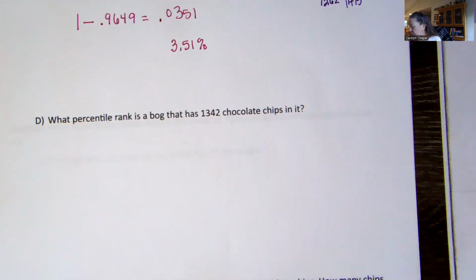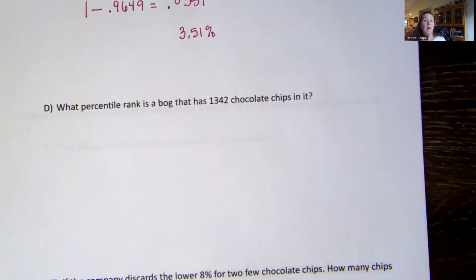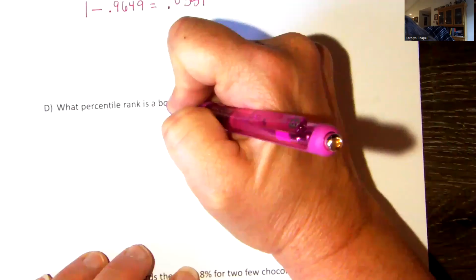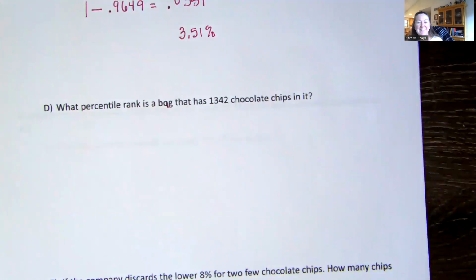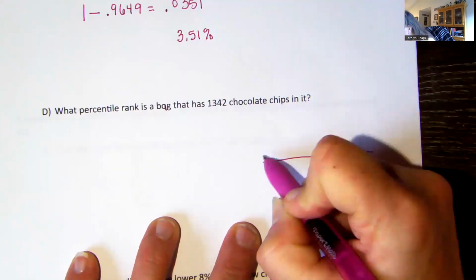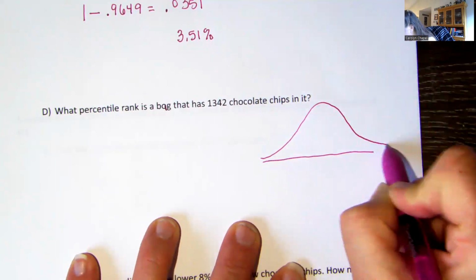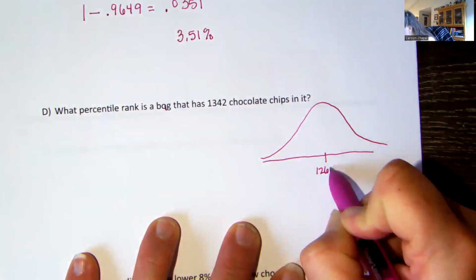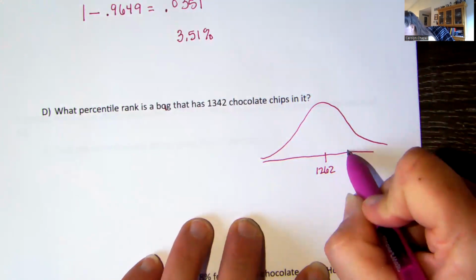Okay, another way to ask similar questions. Let's say, what percent rank is a bag? Another typo, sorry about that. A bag that has 1342 chocolate chips in it. And of course, spell check didn't catch it because there is such a thing as a bog. But what percent rank is a bag with 1342 chips? And so I'm going to, again, I like to draw my pictures. There's my 1262. 1342 is up here.